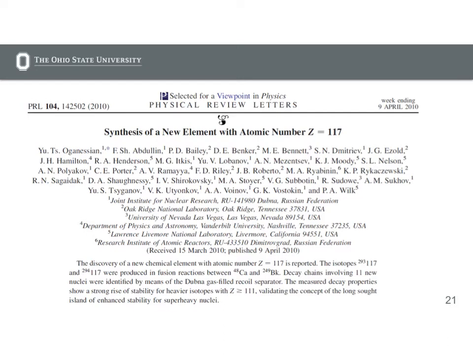The element tennessine was synthesized. So this paper came out in 2010. It's not the newest element that's been synthesized. The newest element that's been synthesized is oganesson, and it's based off actually the name of the first author in this paper. The element was named after him, the newest element. But in any case, so producing element 117.